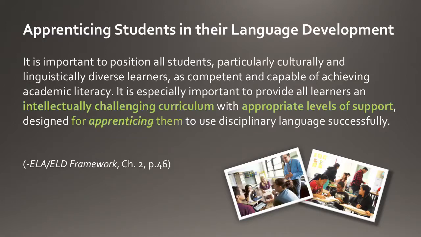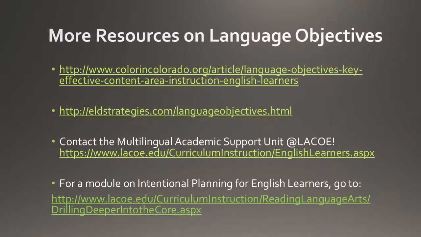When you are an apprentice, you work side by side with someone, learning the tricks and tools of the trade. It's a great way to think about English learners in our content classrooms. The teacher's role is to apprentice them in the language that makes up that discipline. And the first step to doing that is considering the language demands of the task and writing language objectives that guide the work.